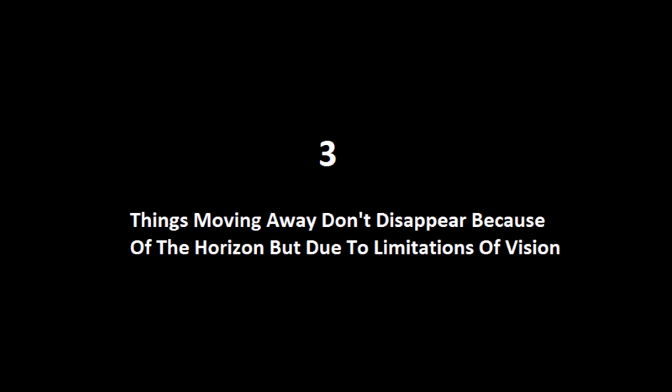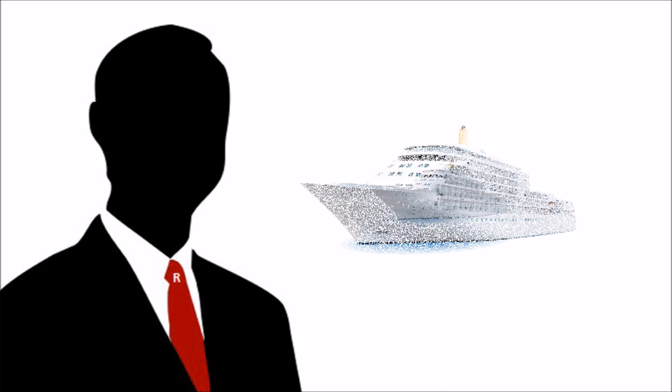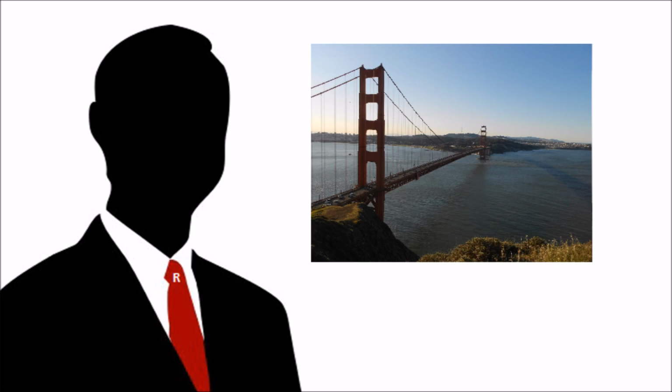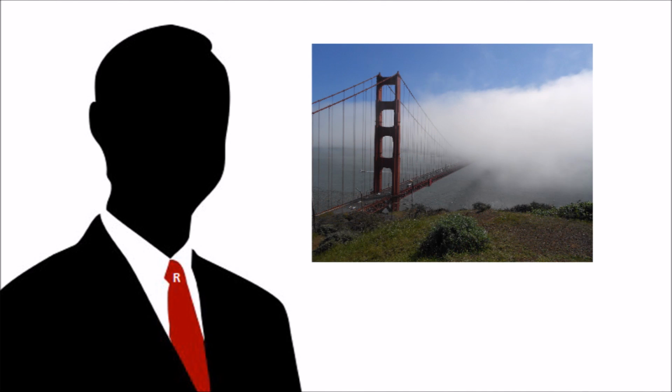Number 3. Things moving away don't disappear because of the horizon, but rather because of limitations of vision. Now, we already addressed this briefly in the first section, but decided it deserved a section of its own. On a flat Earth, we should expect to lose sight of a ship sailing away from the shore only if the ship has travelled far enough away that it appeared too small to perceive visually, or if the atmosphere between the observer and the ship was dense enough to inhibit vision.